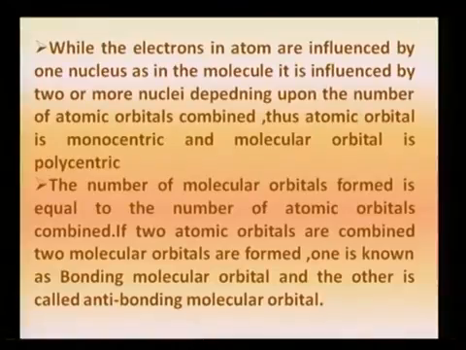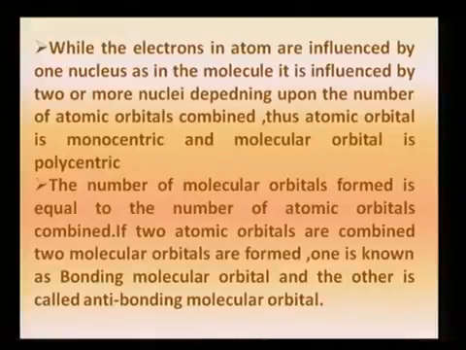Thus, atomic orbitals contain only one nucleus and the electrons in an atom are present in atomic orbitals and they revolve around the nucleus, whereas molecular orbitals contain two or more nuclei and the electrons in a molecule are present in various molecular orbitals. They revolve around the two or more nuclei depending upon the number of atomic orbitals combined. Thus, atomic orbital is influenced by one nucleus, whereas molecular orbital is influenced by two or more nuclei depending upon the number of atomic orbitals combined.